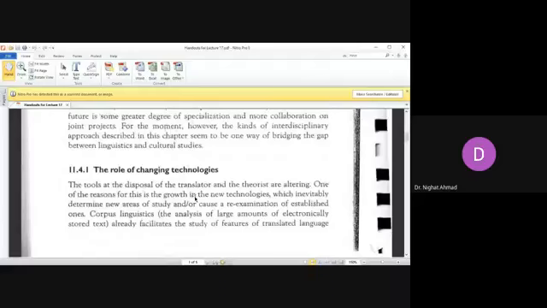The role of changing technology. We are going to see how IT, or information technology, computers or the World Wide Web will play any particular role in the field of translation studies. Let's see how far the role of the World Wide Web will be there, and in terms of computer translation, what would be the scope of that? So the role of changing technologies.